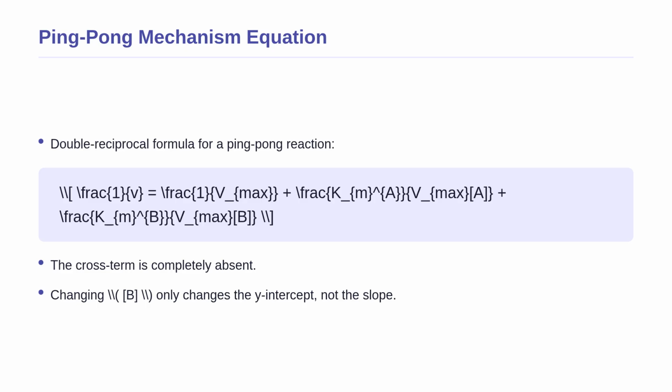Because there is no term with both A and B multiplied together in the denominator, changing the concentration of substrate B only changes the y-intercept of the graph. The slope remains entirely unaffected. If the slope never changes, the lines will never intersect.